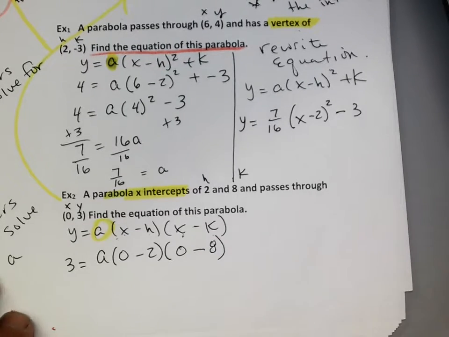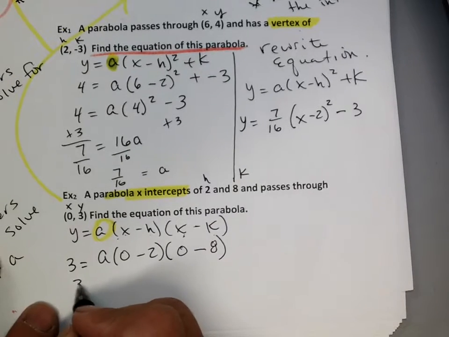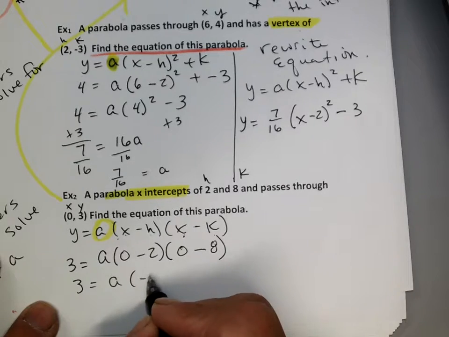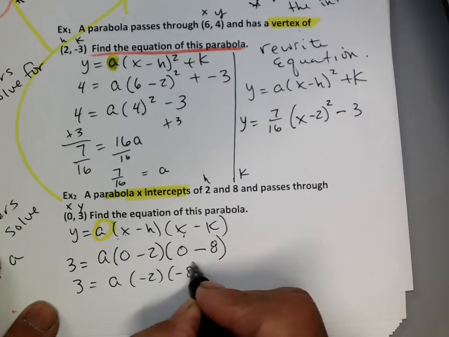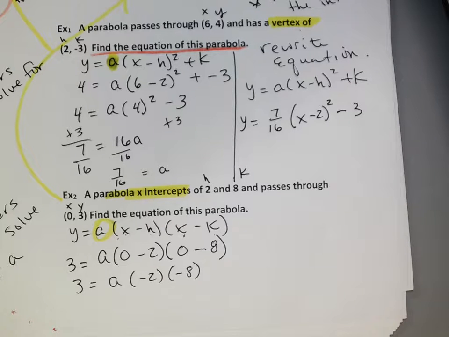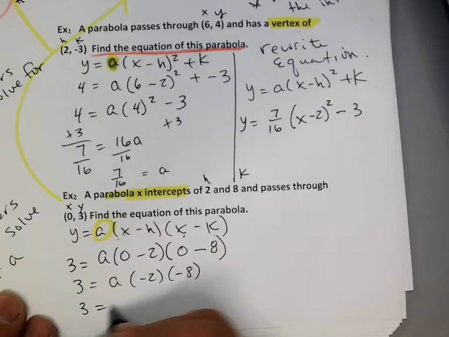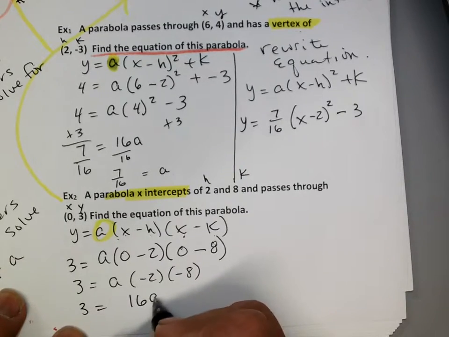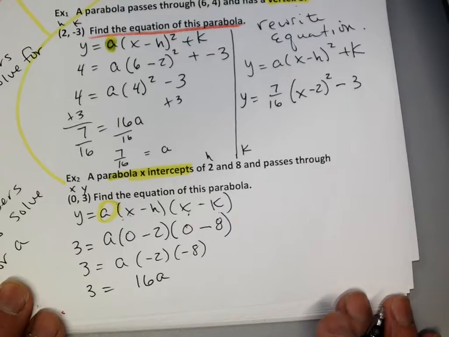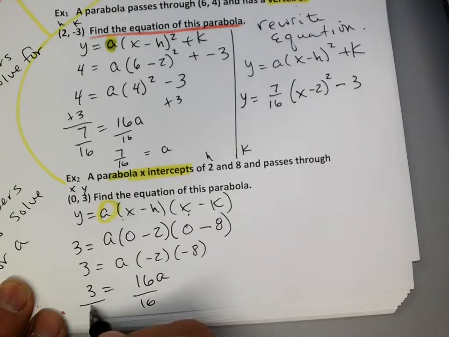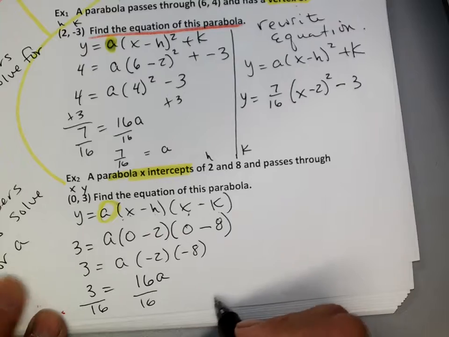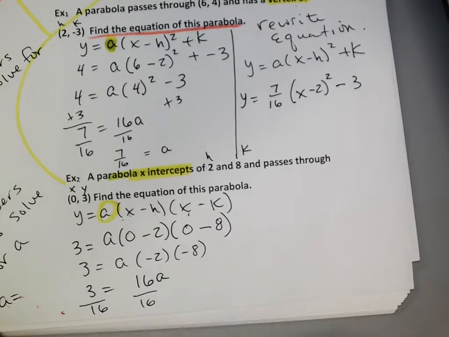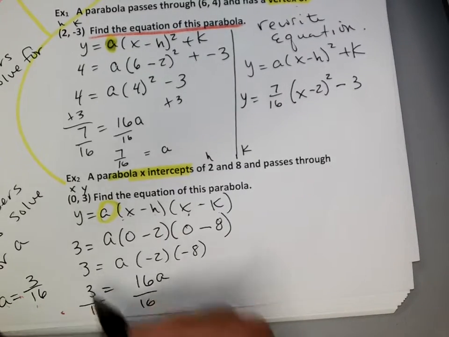How am I doing? So if I look at this, I have a bunch of numbers and A. Well, I can solve for A then. So 3 equals A times negative 2 times negative 8, right? 0 minus 2 and 0 minus 8, okay? I'm going to multiply that. 3 equals positive 16A, right? Divide by 16, divide by 16. So you know that A is equal to 3/16.